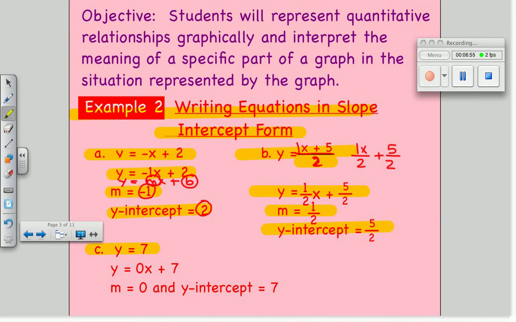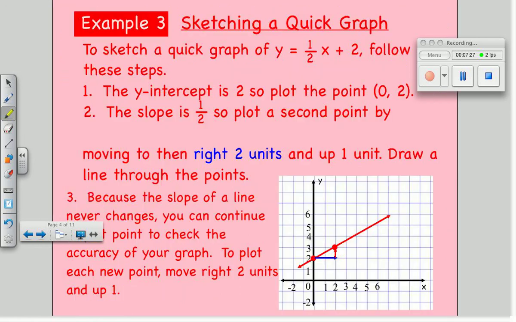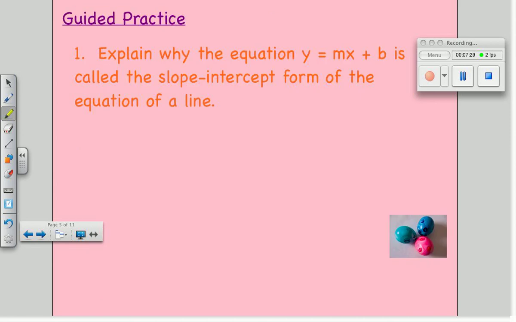y equals 7. And now we have to write this in y equals mx plus b. Okay? So y, we don't have an x, so we have 0x. And then we have 7, so plus 7. So the slope is 0, which, as we saw today, is a straight horizontal line. And the y-intercept is 7. Let's go to guided practice, actually.